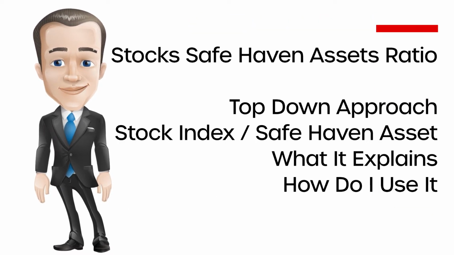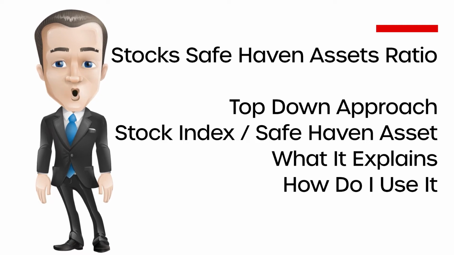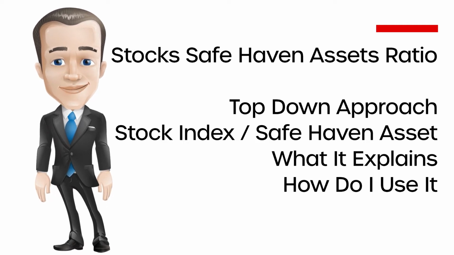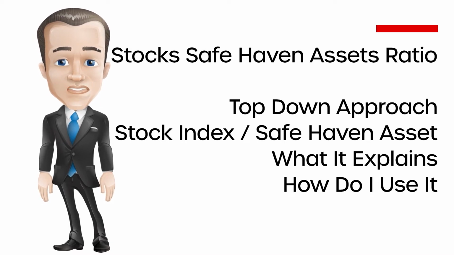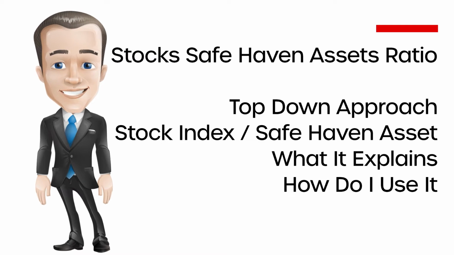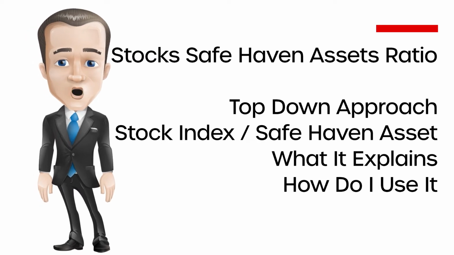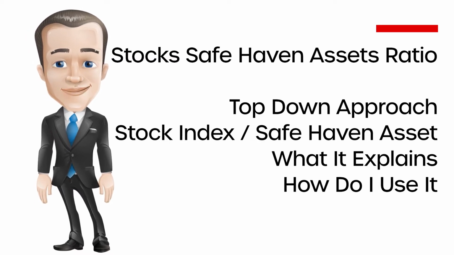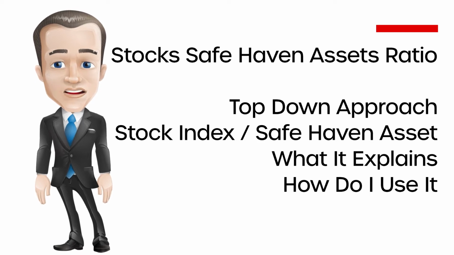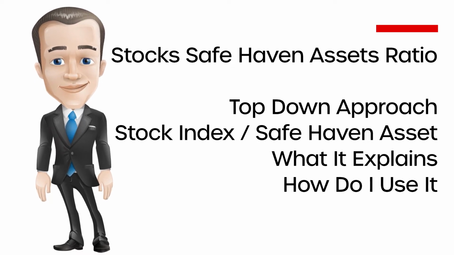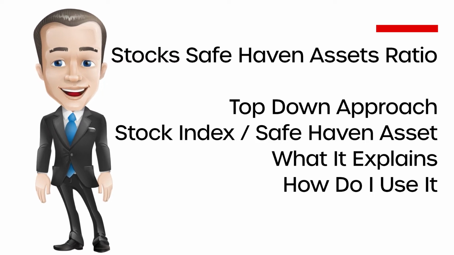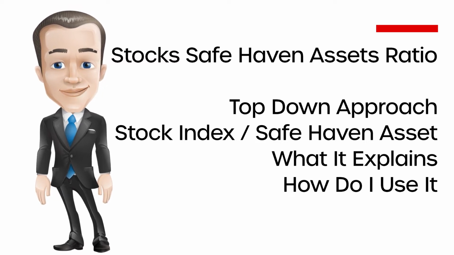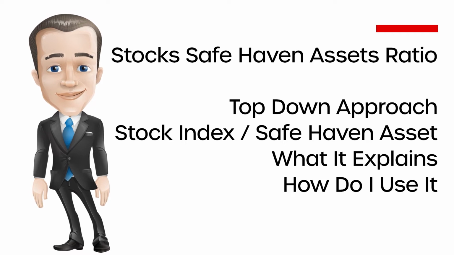We use a top-down approach to investing, which focuses on the big picture, or how the overall market is trending. Then we look at the performance of the sectors, industries, and ultimately stock prices. If the sector is doing well, chances are the stocks in those industries will also do well. Stocks and safe haven assets can help you with the macro picture, the sector picture, and the individual stock pictures. So let's go again.